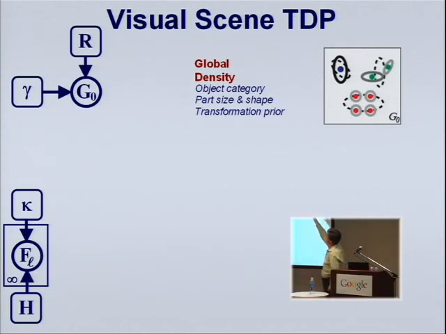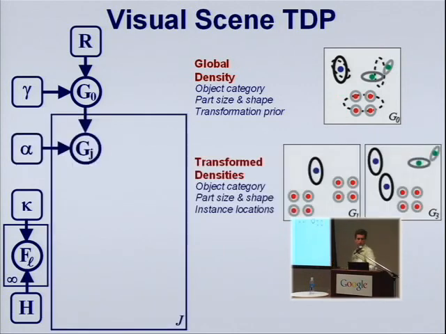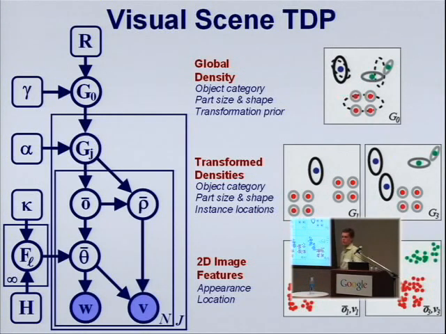So there's this blue category that has 1 part, the green that has 2, and the red that has 4 in this toy example. For each image, then I take a random number of copies of these objects, shift them around to different locations, and then, given that, I actually generate the features I observe in the scene.